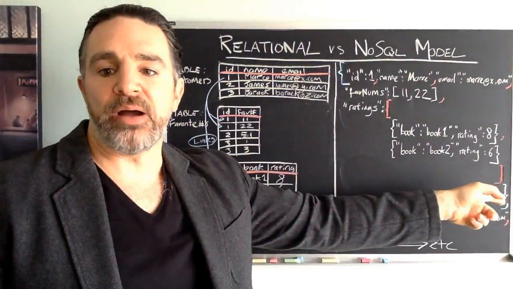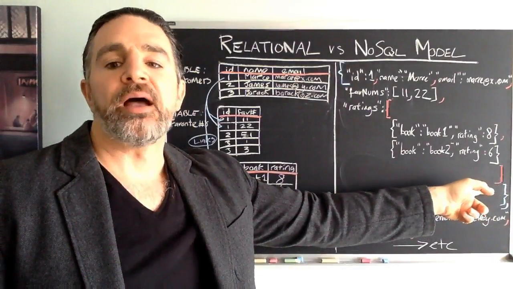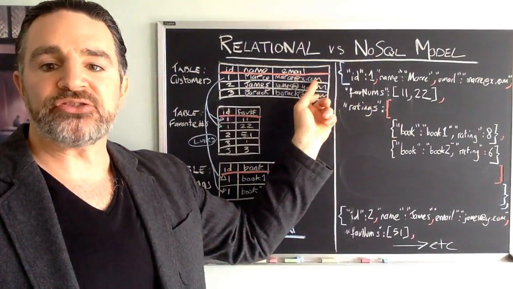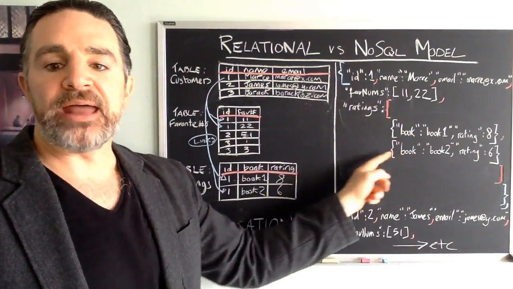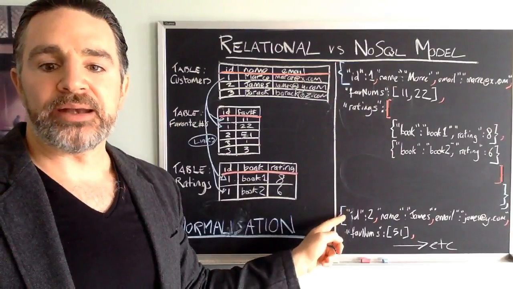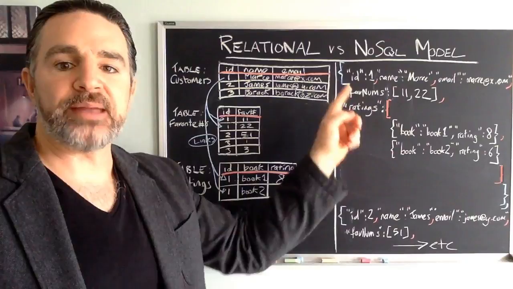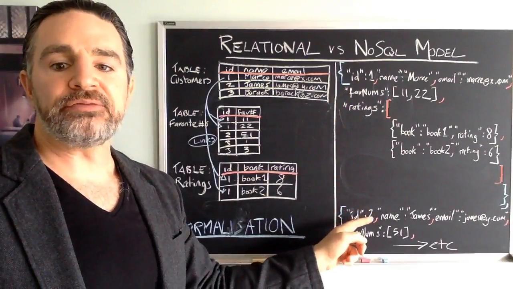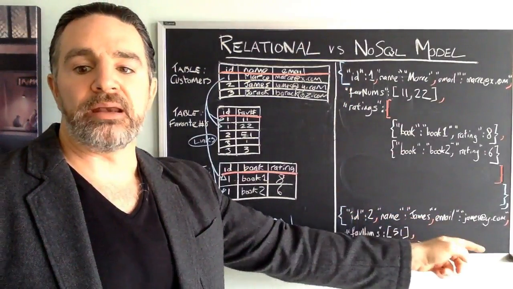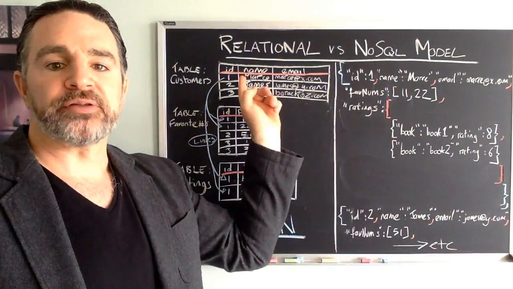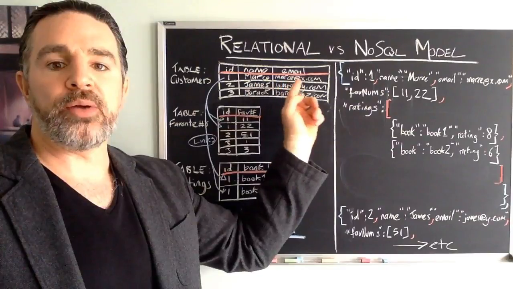So now I'm going to close my object here. Sorry, I'm going to close my document because that's all of Marcy's information completed. And then I'm going to move on to my next document, which is representing James. So again, I'm going through the same process. The ID of 2, name of James, email of james@y.com. So that's capturing this row here.